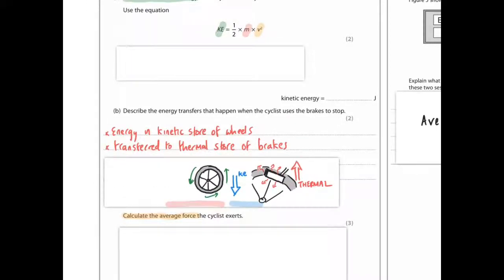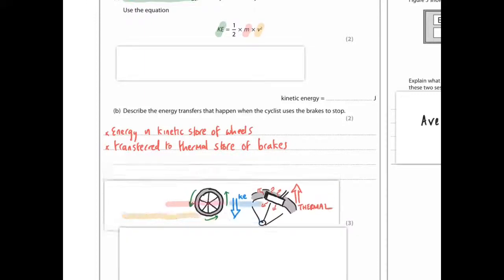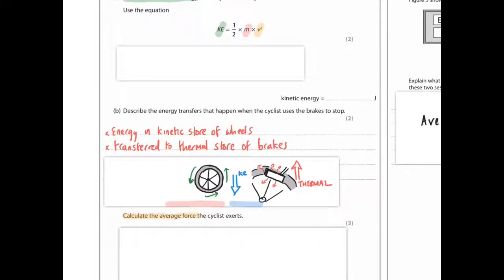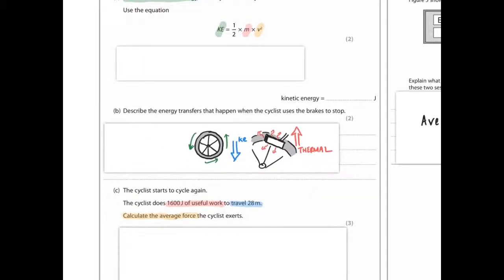So you could say energy in the kinetic store of the wheels is transferred to the thermal store of the brakes. So that's how we're slowing down. Kinetic energy is reducing in the wheel, but increasing in the thermal store in the brakes. And remember, energy is always transferred, not destroyed or created. So if it seems to be disappearing somewhere, it's appearing somewhere else. Probably not the best use of language, but you get the idea.